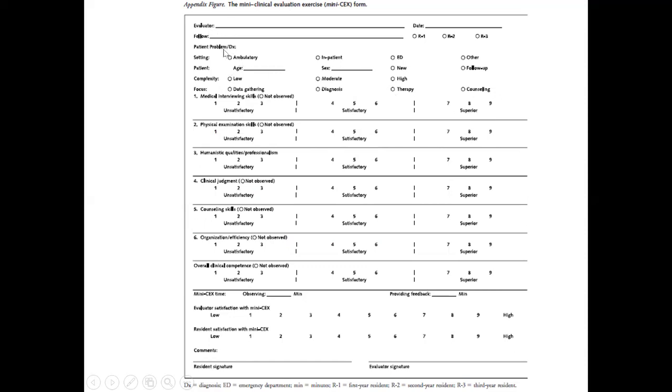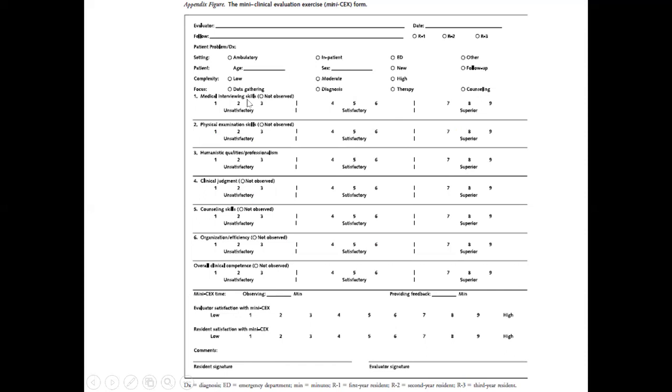Before that, the different demographic information is written there. Who is the evaluator, and then the patient problem diagnosis, what is that? The clinical scenario: is the setting inpatient or outpatient? What is the age of the patient, the gender of the patient? Is it a new patient, or is it coming for the second, third, fourth, and so on follow-up sessions? What is the complexity of that? It is low, moderate, or high.